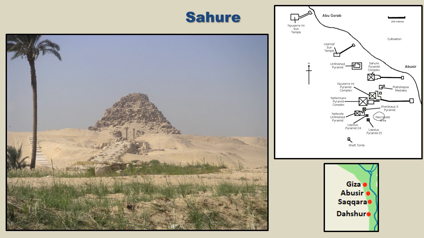Sahur chose to construct his pyramid complex in Abu Sir, thereby abandoning both Saqqara and Giza. Abu Sir is located between Saqqara and Giza. Following Sahur's choice, Abu Sir became the main location of choice for the next several pharaohs in the Fifth Dynasty.